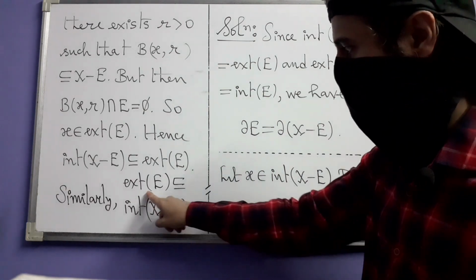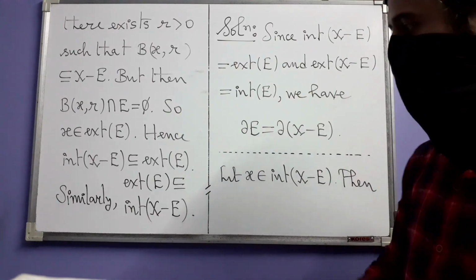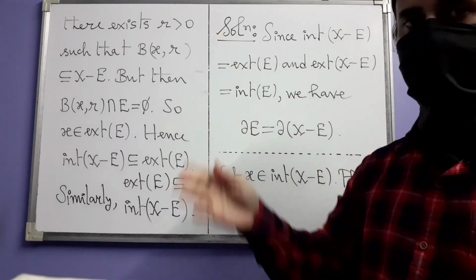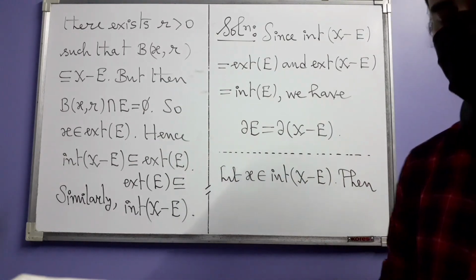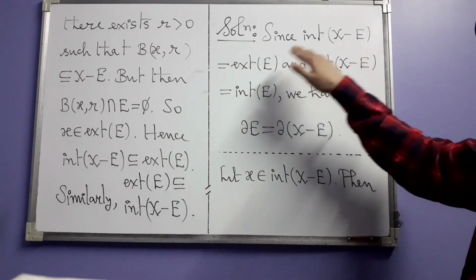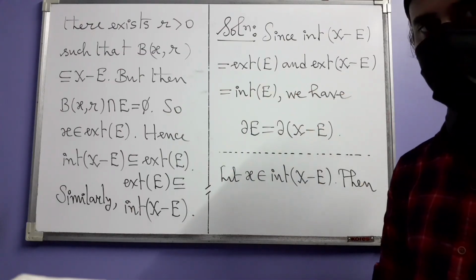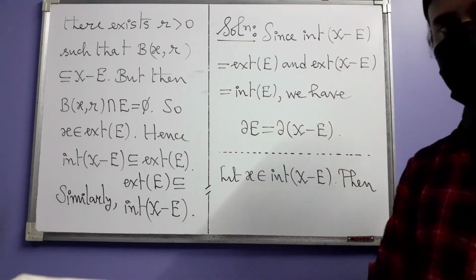Similarly, exterior of E is also a subset of interior of X difference E. To prove this reverse inclusion, you can carry the steps backwards. You will see that they work. And that is why we have this identity and similarly we have this other identity as well. Now how do they imply this?